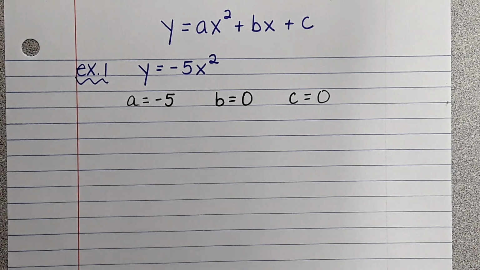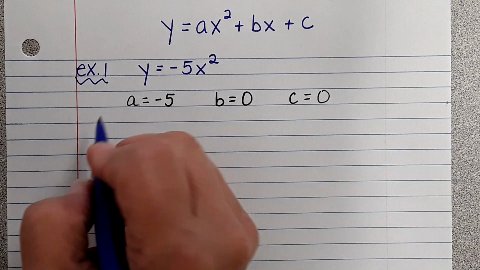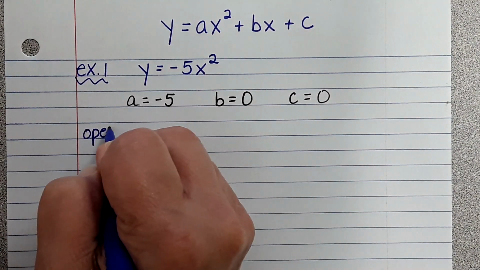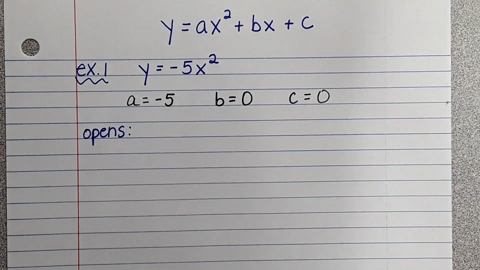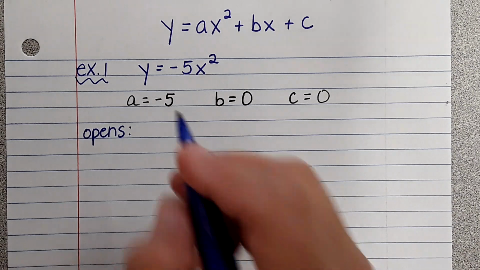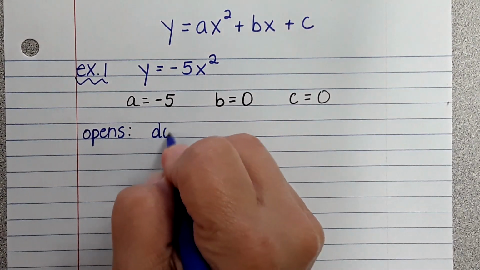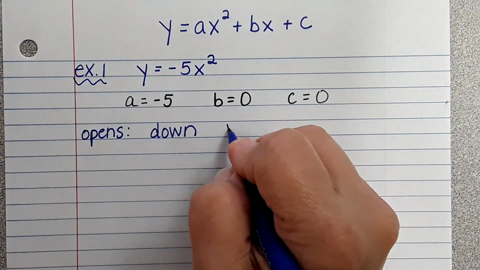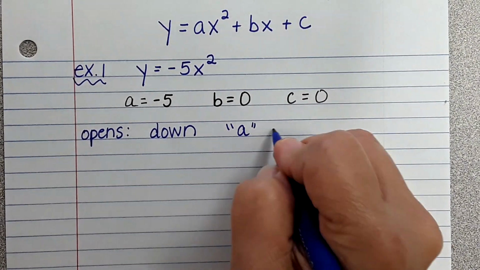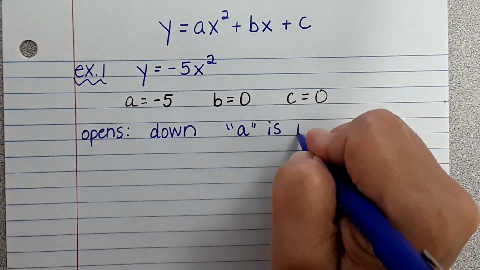The next thing that you're going to have to tell me is, does it open up or down? So we're going to write opens. That's what I like to write, opens. So is my parabola, that U-shaped graph that's on the front page, is it going to open up or down? We're going to write down. And the reason that we chose down was because A is negative.